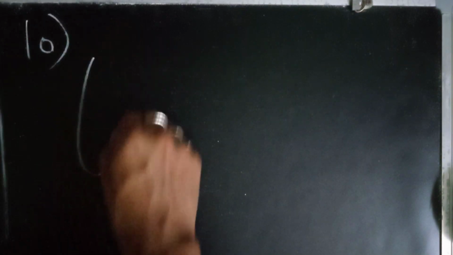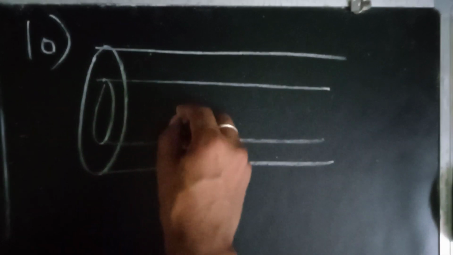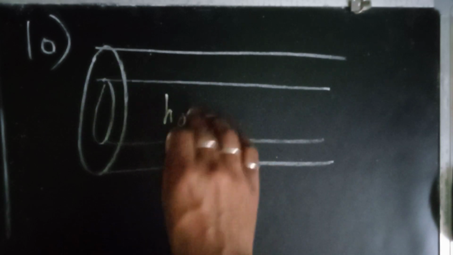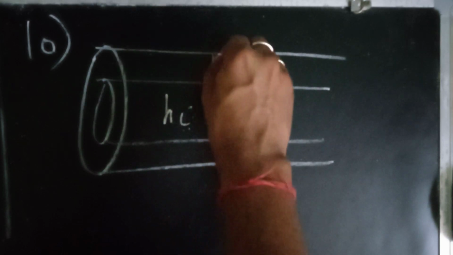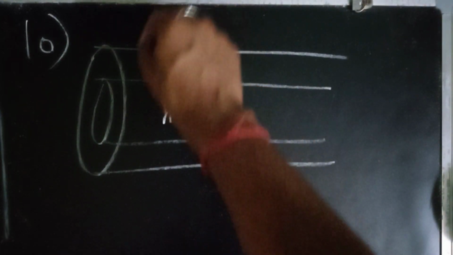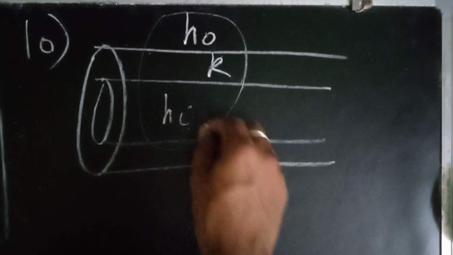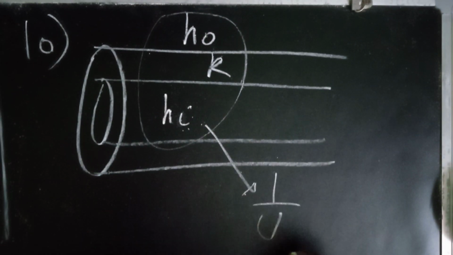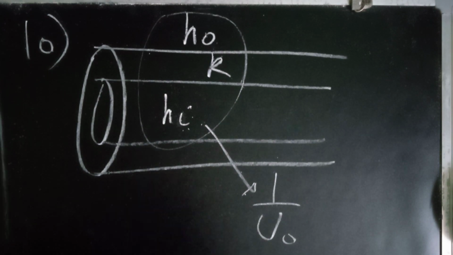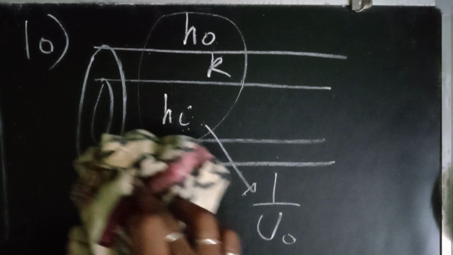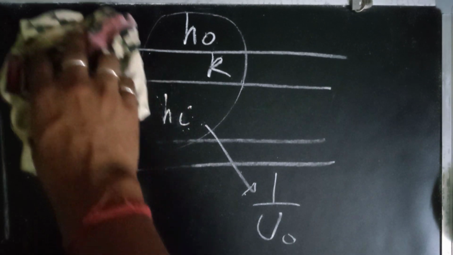The 10th question was kind of the same, like the cylinder was given, but here they took the inner Hi, the K value, and the outer heat transfer coefficient, and told us to find the overall heat transfer coefficient based on the outer area, I guess. The values were given. I particularly don't remember the values. Sorry again. If someone remembers, then just tell in the comments.